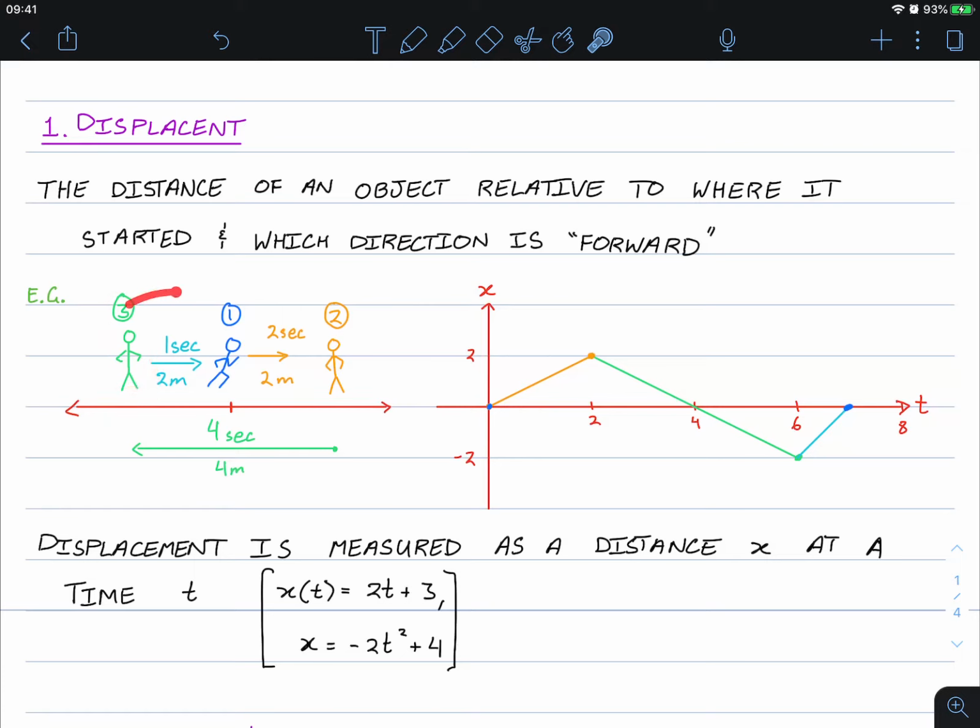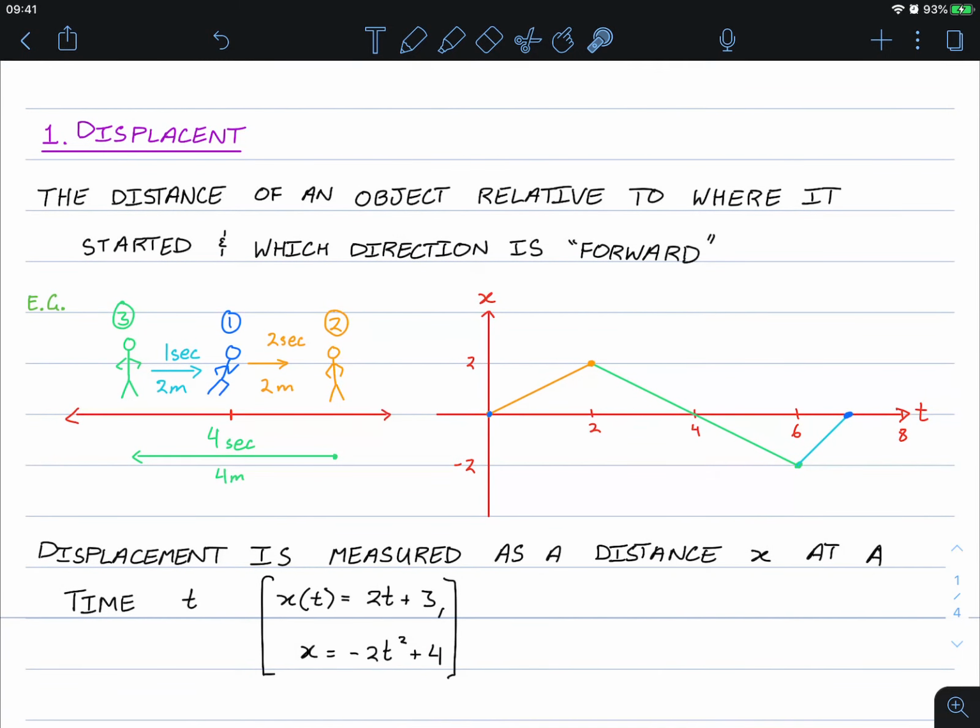Then lastly, it took him 1 second to move 2 meters to the right. So 1 more second, he'll be in the 7th second. And 2 meters to the right would bring him back to his original position, as shown there in the graph.